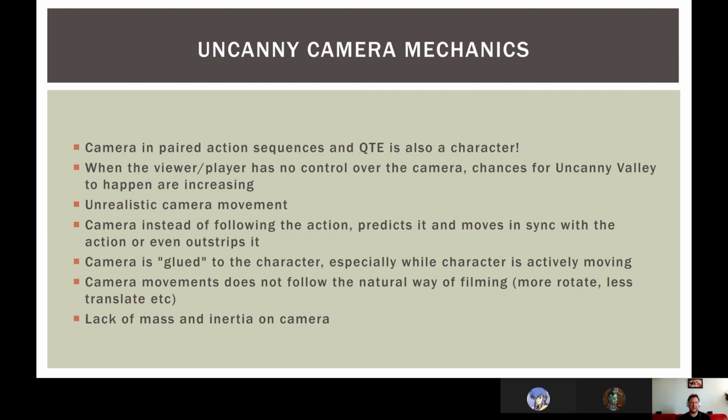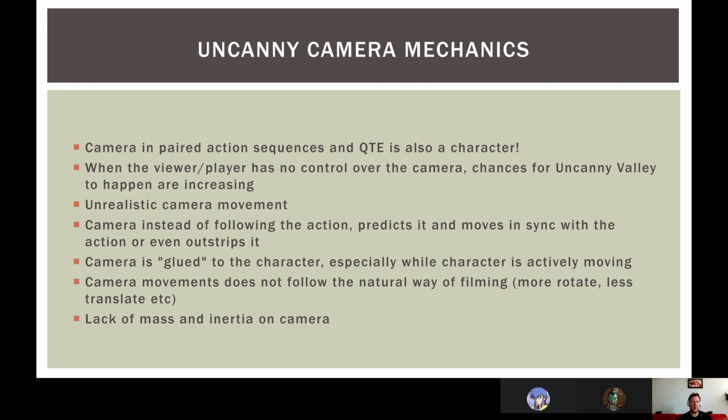So basically, as I said before, camera is another character. So the trajectory for the camera is something unique. It's not related to the character's movements. It's more or less related because the camera is following the action, showing the action. But the trajectories, the timing, the speed of movement for the camera is not synced with the movements of the characters.